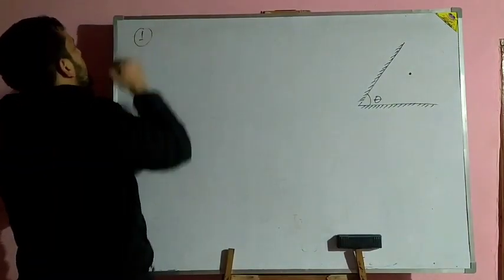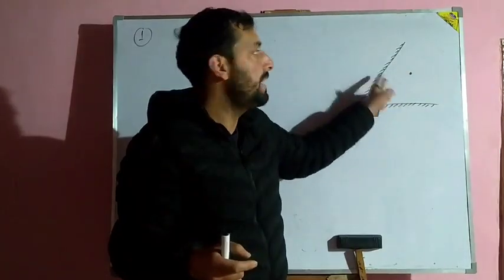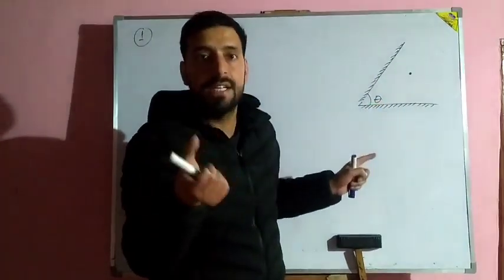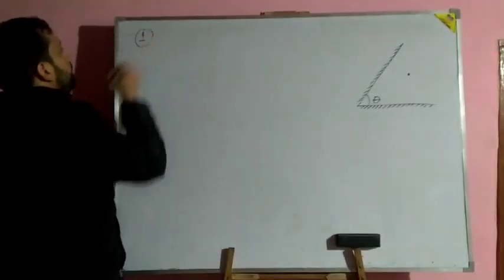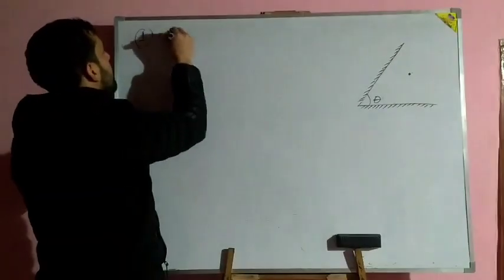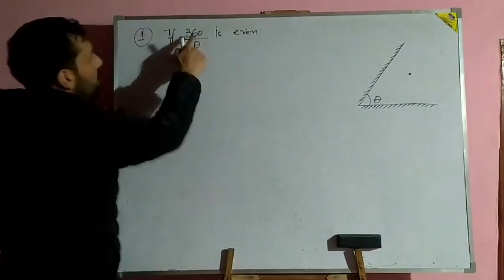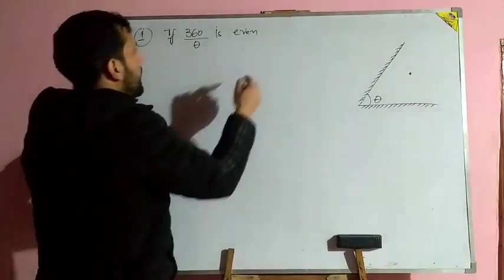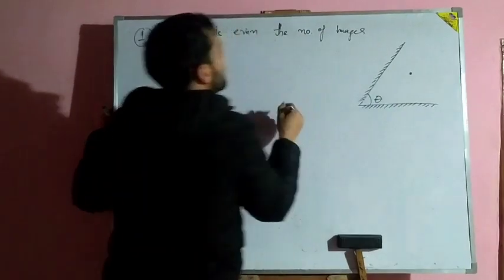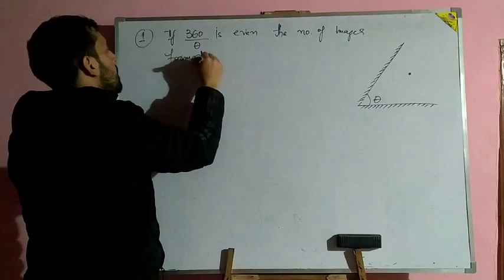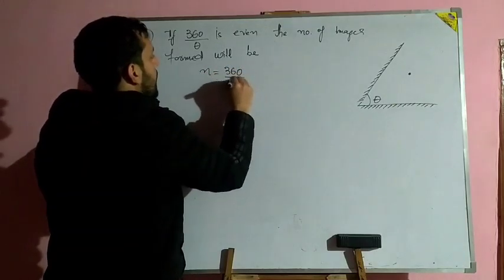What is today's question? Again, I am repeating: when an object is placed between two plane mirrors facing each other at an angle theta, we are going to find the number of images formed. Simply, look here, students. First, if 360 by theta is even, then the number of images formed will be n equal to 360 by theta minus 1.